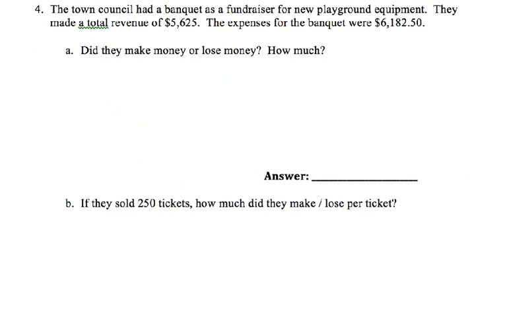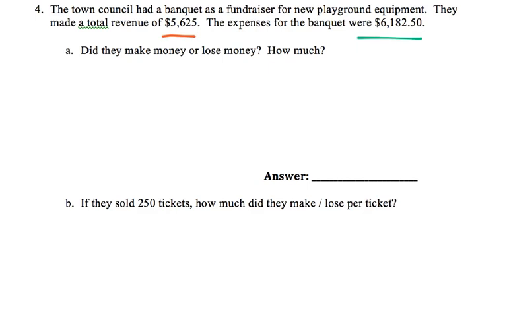Okay. Did I really give you guys this problem? This last one is weird. The town council had a banquet and a fundraiser for new playground equipment. They made a total revenue of $5,625. The expenses for the banquet were $6,182.50. Okay, this question says, did they make money or lose money, and how much?